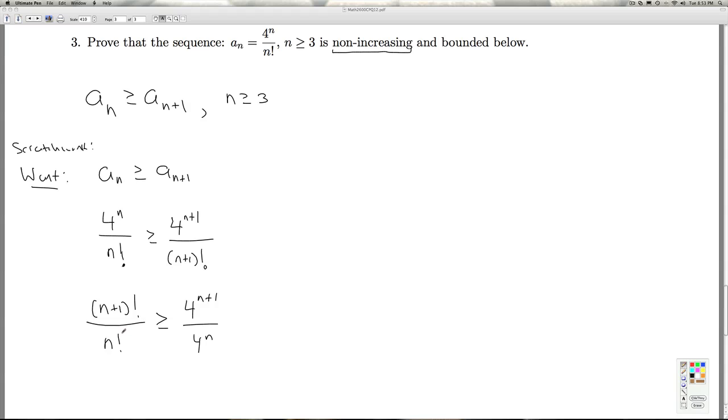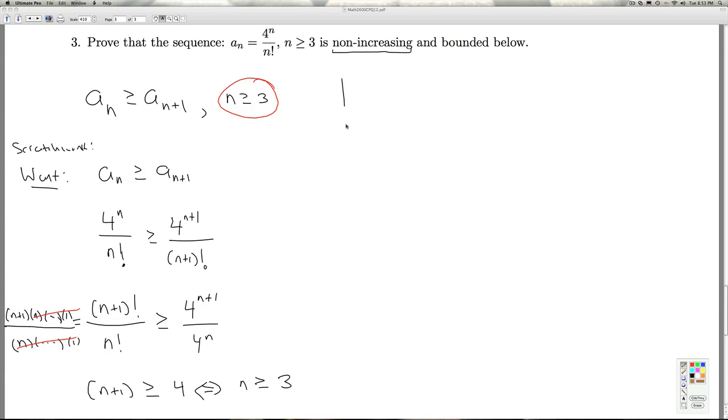And remember, with factorials, when in doubt, write it out. (n plus 1) factorial means (n plus 1) times n all the way down to 1. And n factorial means n times (n minus 1) all the way down to 1. So the ratio of (n plus 1) factorial over n factorial is just going to be n plus 1. And I need that to be greater than or equal to 4 after the division. This means n would have to be bigger than or equal to 3. Well, surprise, surprise, that's exactly the condition I started with.